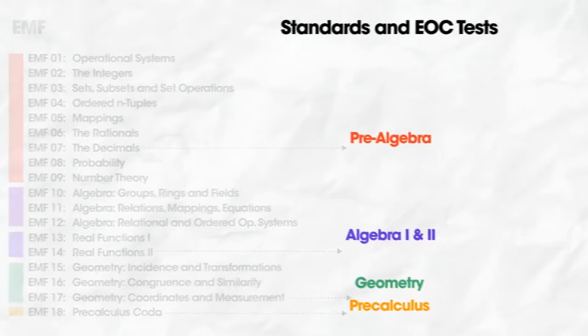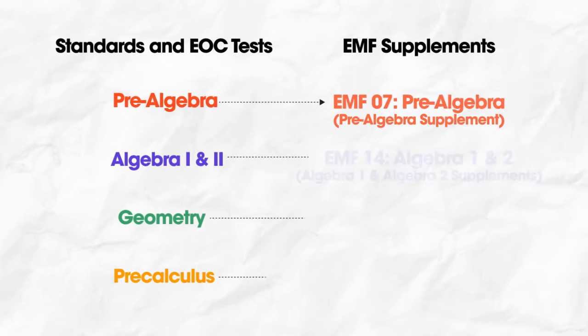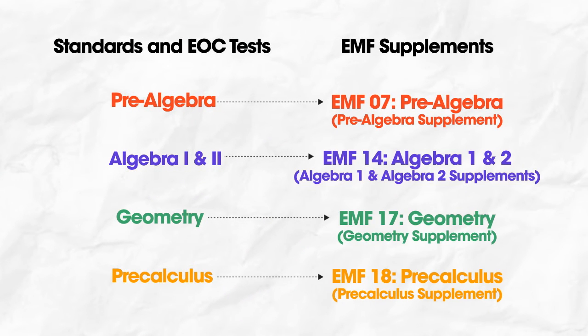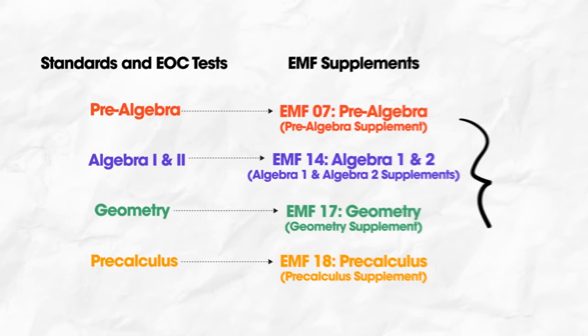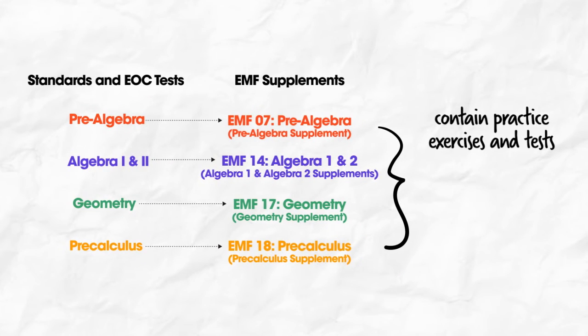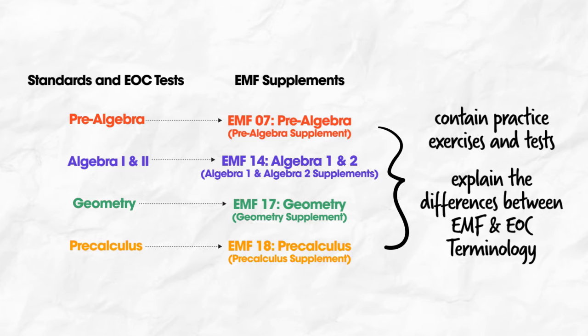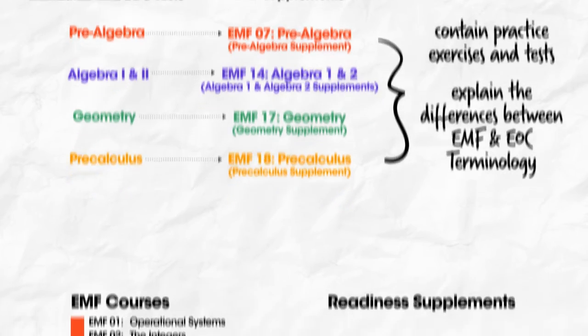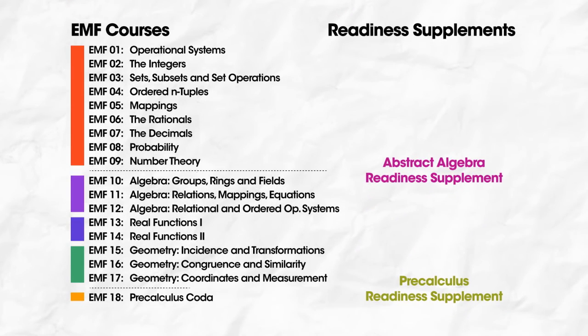To study for the standard end-of-course exams, students use the EMF supplements. These supplements contain practice exercises and tests. They also explain the differences between the modern mathematical terminology that's used in EMF and the traditional terminology that's used in the end-of-course exams. On your EMF homepage, you'll also find 2 readiness supplements. These optional courses are reviews of the key concepts required by the course that follows.